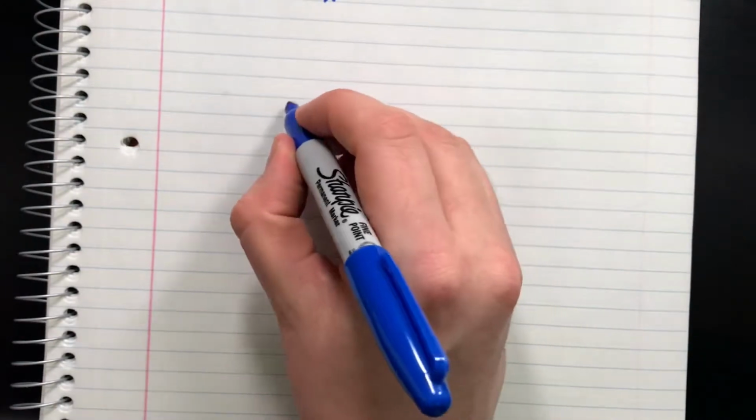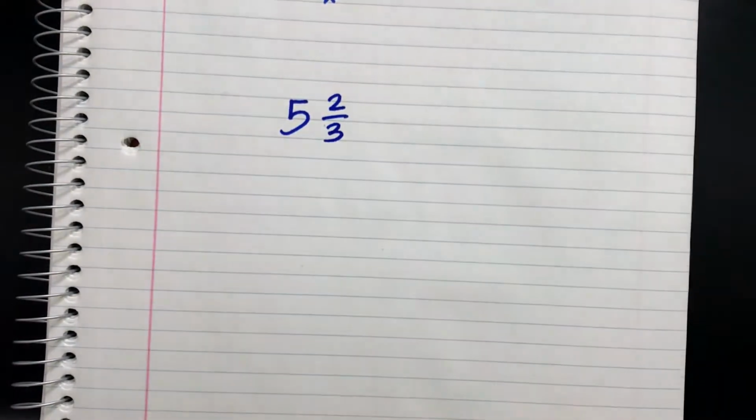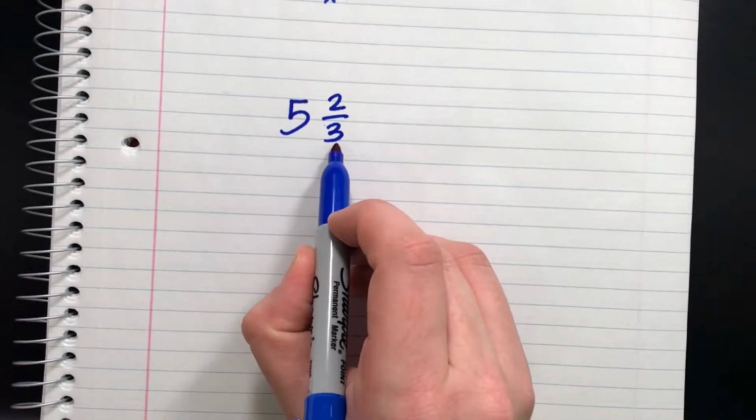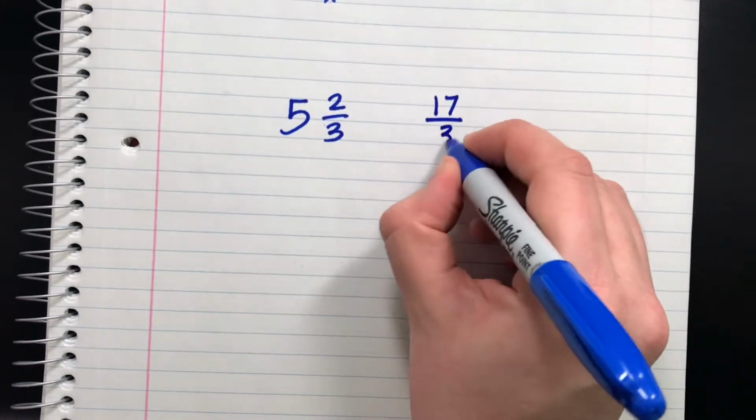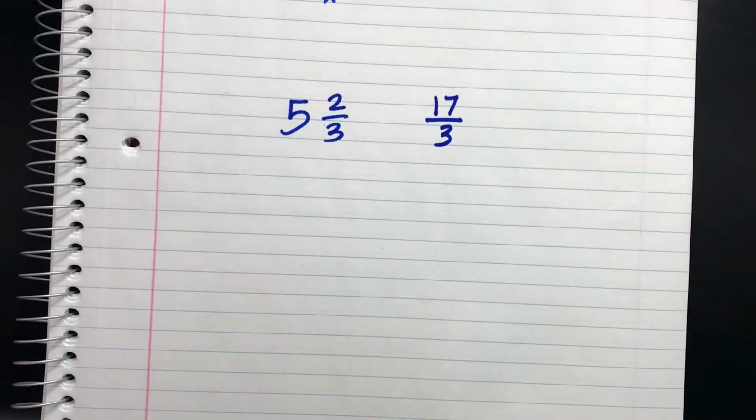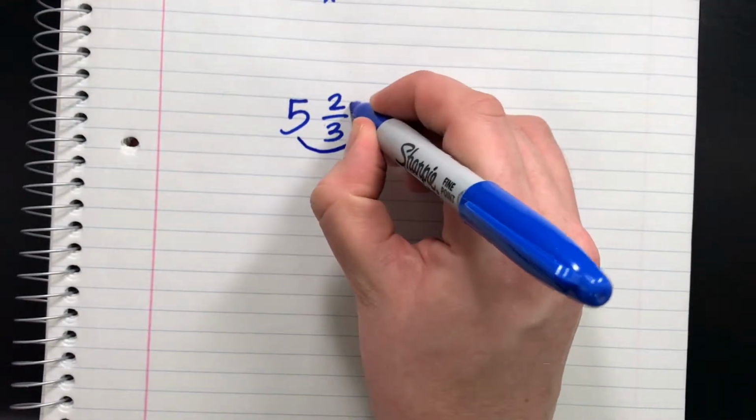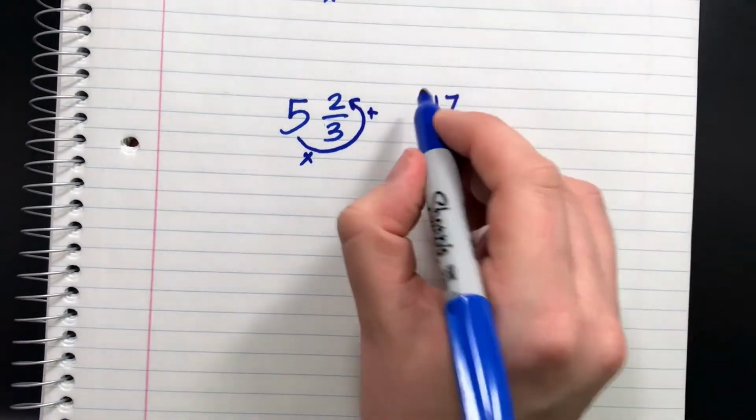Okay, let's say 5 2/3. 5 times 3 is 15. 15 plus 2 is 17. Bring over the 3. It's really as simple as that. You just have to get a hang of doing that circle, right? Multiply here, add here, and you get your numerator.